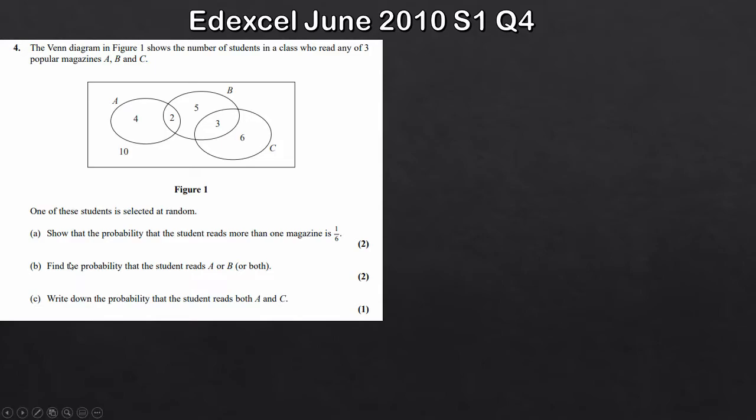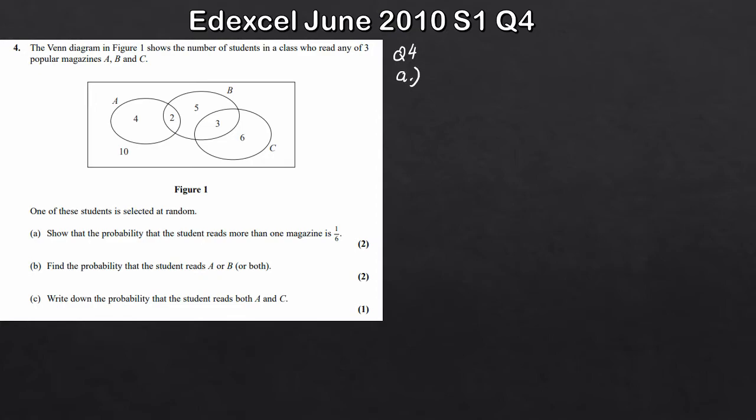So now we're taking a look at some exam type questions off the old exam papers. This one here is dealing with Venn diagrams. We've got 3 circles here, which is modelling these magazines A, B, and C. So the first question, question 4A, we have to show that the probability that the student reads more than one magazine is 1 over 6.